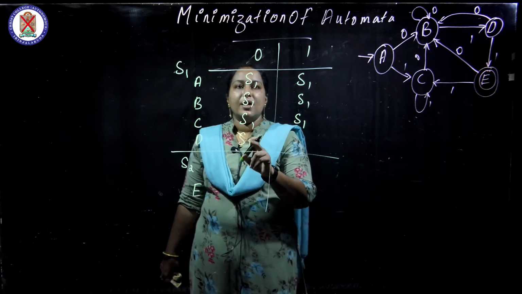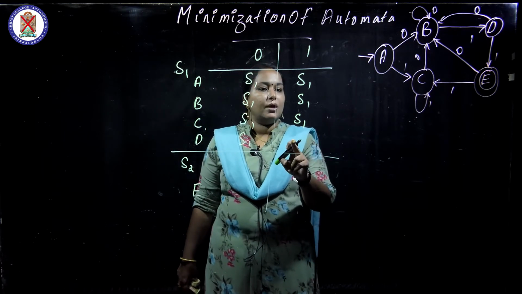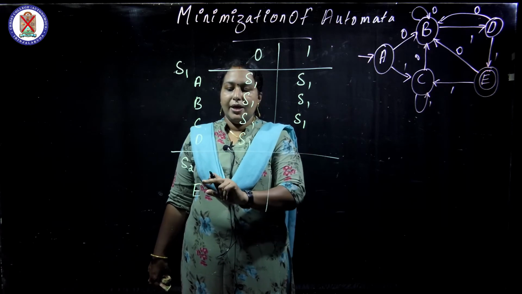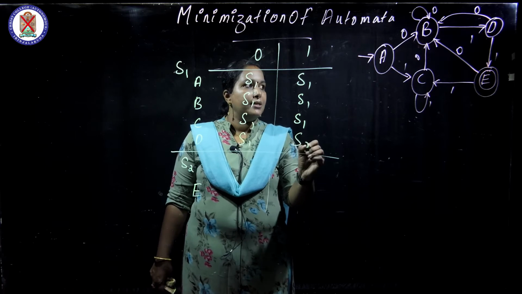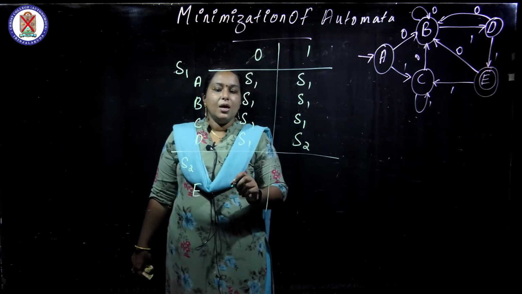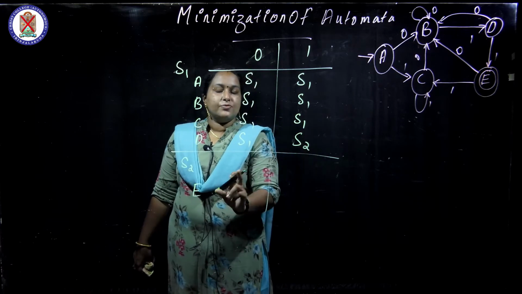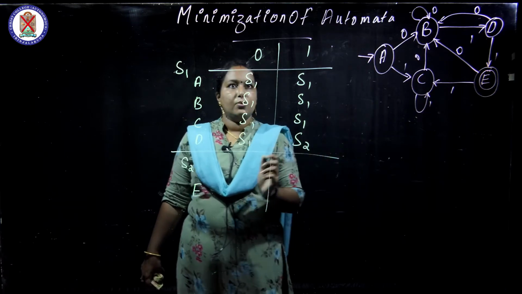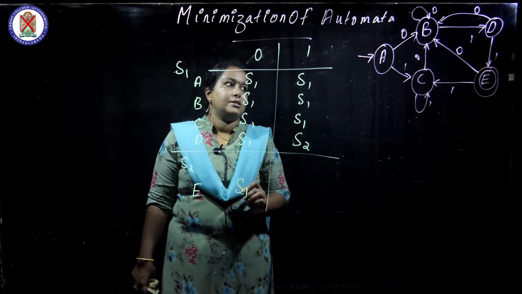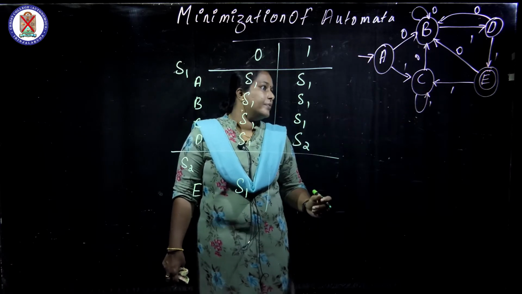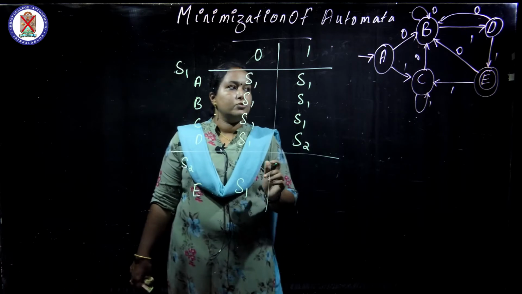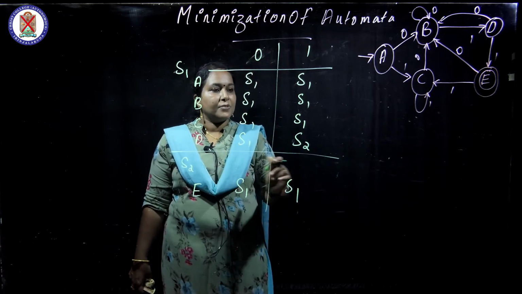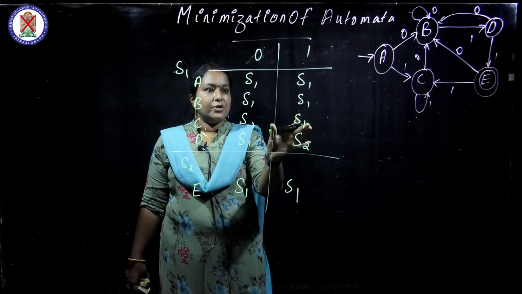Okay, next one, D on 1 goes to what? D on 1 goes to E, that is in the set S2. Okay, so I have marked till this. Next we have to mark for E. E on 0 goes to B, that is in the set S1. E on 1 goes to C, that is also in the set S1. Okay, that's it.